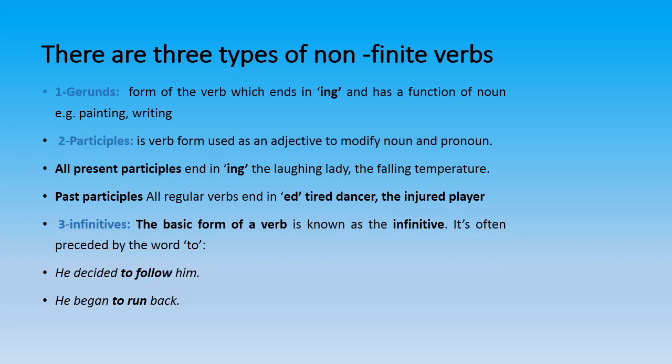There are three types of non-finite verbs. They are called gerunds, participles, and infinitives. Let's see what a gerund is. A gerund is a form of verb which ends in ing and has the function of a noun. For example, painting and writing. Actually, these come from two verbs, paint and write. But when we place ing with both of these verbs, they become nouns, and they are functioning here as a noun.